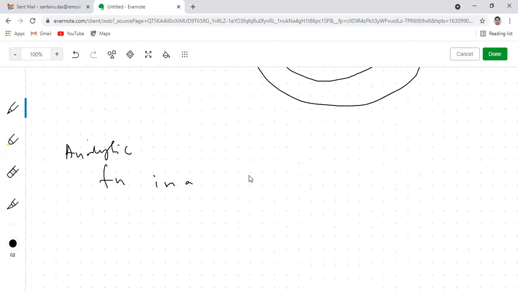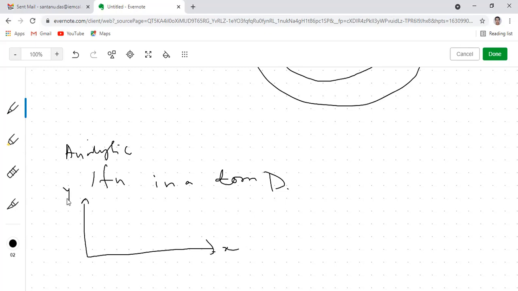Okay. Then a broader concept compared to analyticity at a point is an analytic function in a domain D. If a domain means we are considering an Argand plane, then domain means a two-dimensional region. So if I know that the function is analytic in the domain D, then it is not only analytic at a given point, but it is analytic at all the points in the domain.